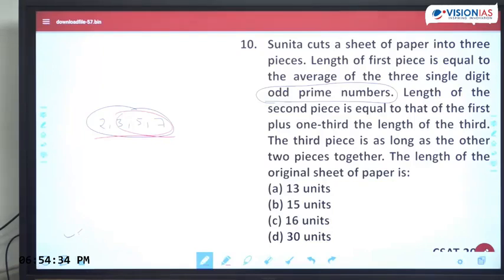What is the answer? What is the answer? क्या हो गया भाई?